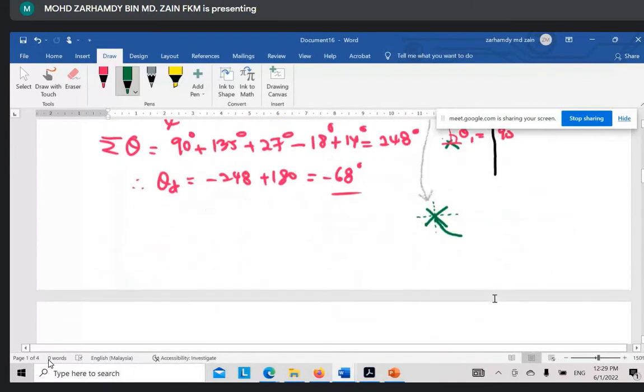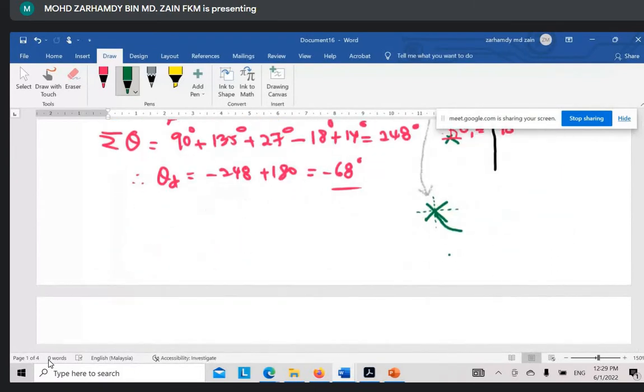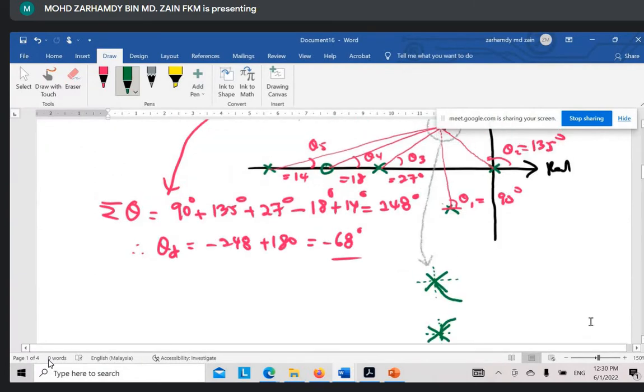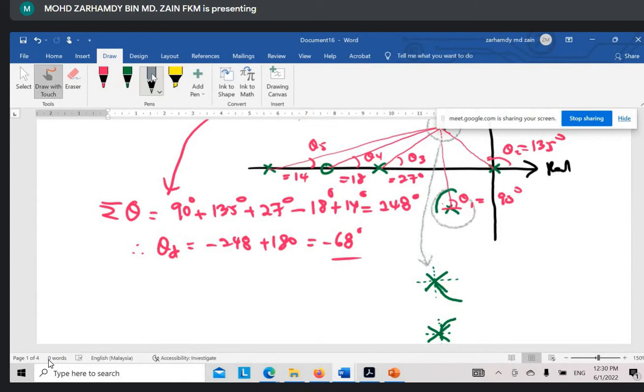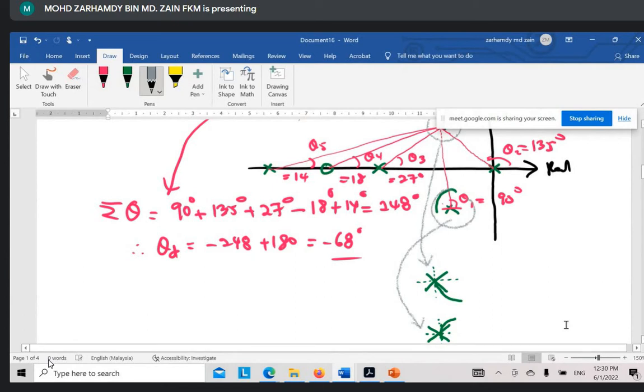68. So 68, if I do this, it will go 68 here. Here. Here. Okay, so we have negative 68, positive 68.